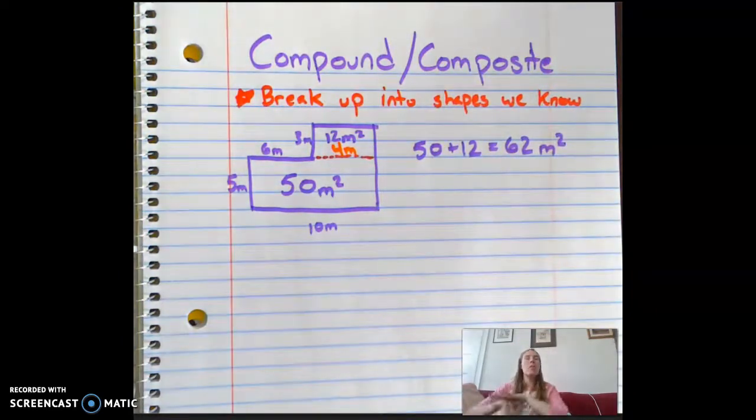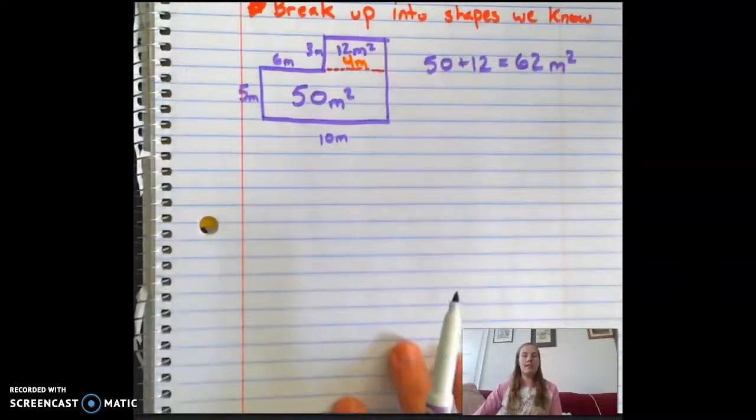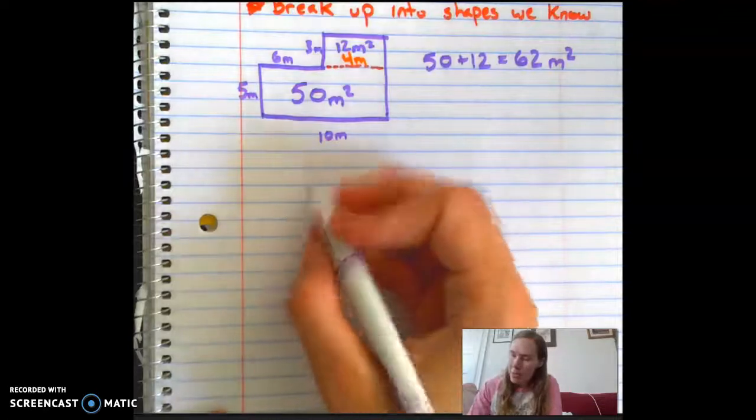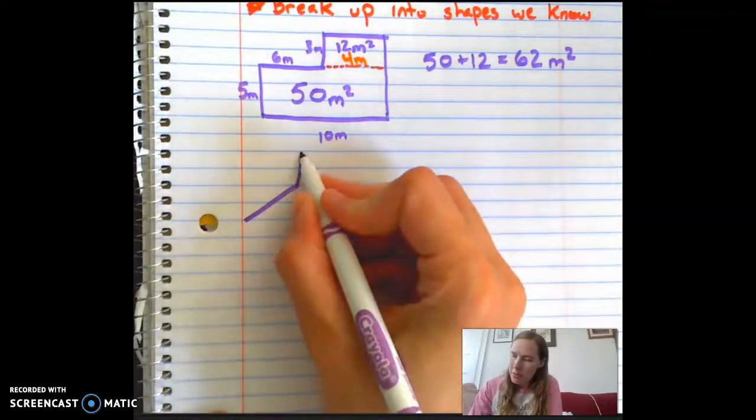And you can do this for the most complicated shapes ever. All you have to do is break it up and put as many lines as you need to until you see shapes you know. Like, for one more example, here's a weird looking one that I made up earlier.